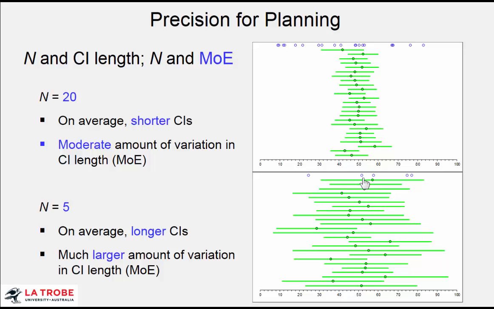So we need to be conscious of the amount of variation in confidence interval length, the amount of variation in MOE, and how that is different for different sample sizes. But still, the first point is the major one, which is that large N, on average, gives shorter confidence intervals.